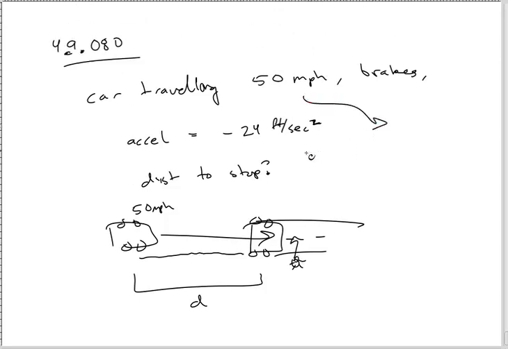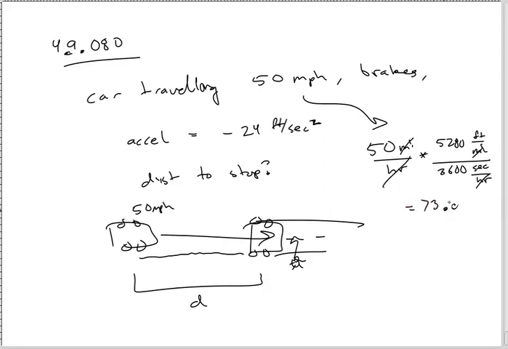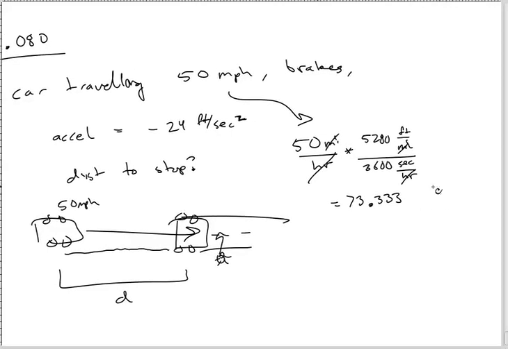We need to convert this into feet and seconds. So 50 miles per 1 hour, and I'm going to multiply this by 5280 feet per mile divided by 3600 seconds per hour. The hours cancel, the miles cancel, feet per second, do all the math, and you actually get 73.333, and this is my velocity, in feet per second.